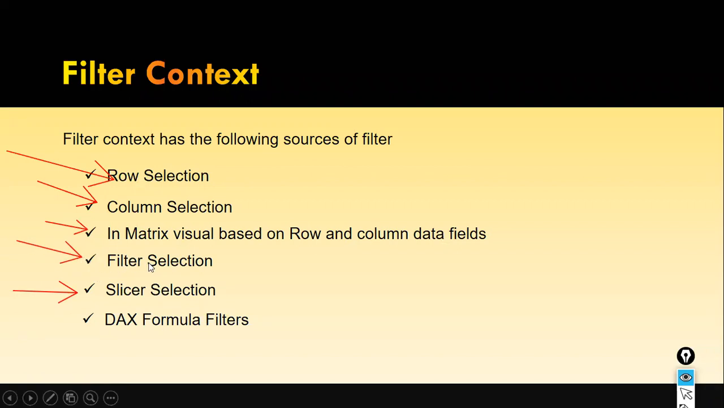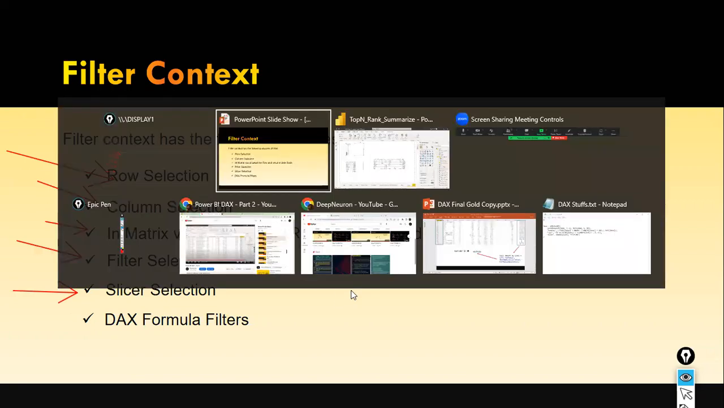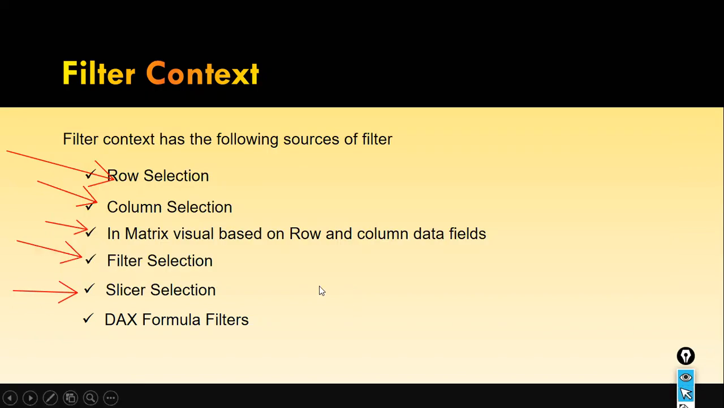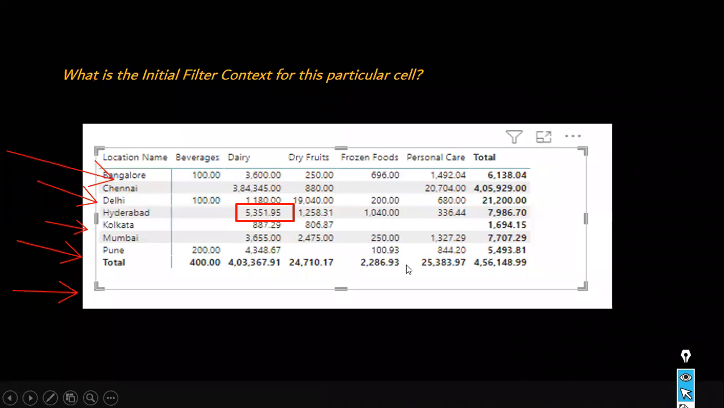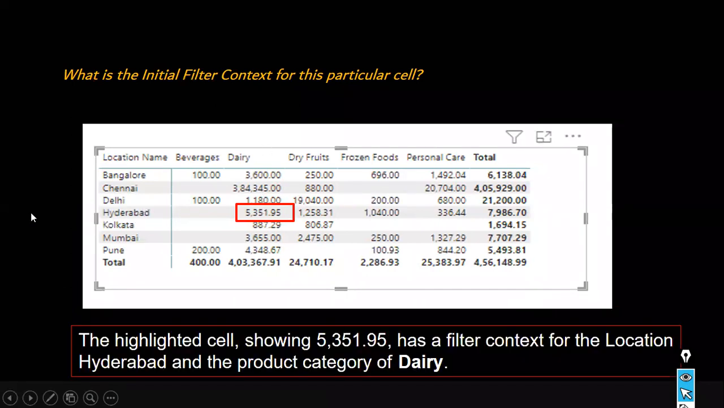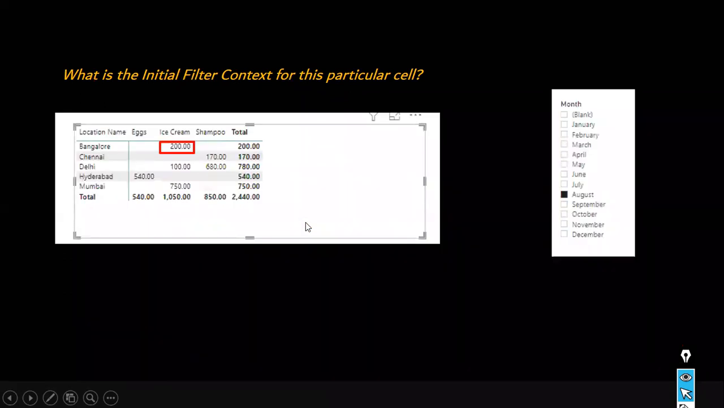Apart from this, you can use the filter. I taught you how to apply the filter using the filter pane, right? Okay, fine. Now I just go here. Up to this, you are clear. So for this highlighted cell, the filter is coming from the row and the filter is coming from the column. So location equal to Hyderabad, for the category dairy, this is the initial filter context for this highlighted cell. I demonstrated that in Power BI. Can someone tell me? Let me see how many of you watched it.